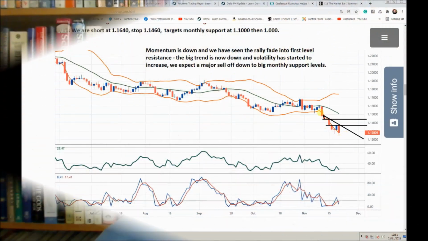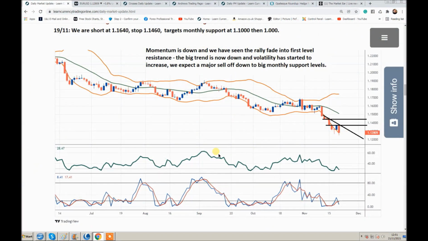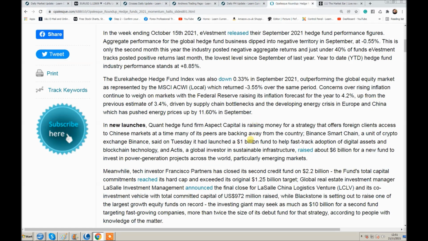Euro USD, you can see a nice move down in the euro, up 360 pips on this trade. I'm going to discuss this trade and the other pairs in a little bit more detail in a moment, and how you can get into them if you wish. But what I want to do first of all is go and look at the performance of hedge funds.